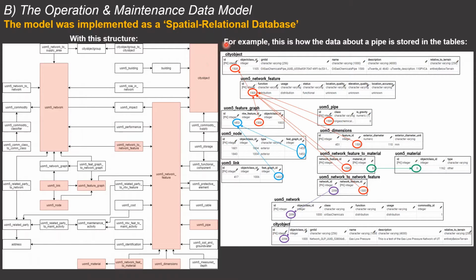For example, this is how you store a pipe in these tables. A pipe is a CT object and it has an ID, so some of the information goes in a table called CT object. But more specifically, a pipe is also a network feature, so we store even more information in a table called network feature. A pipe is of course a pipe, so the rest of the information goes in the table pipe.